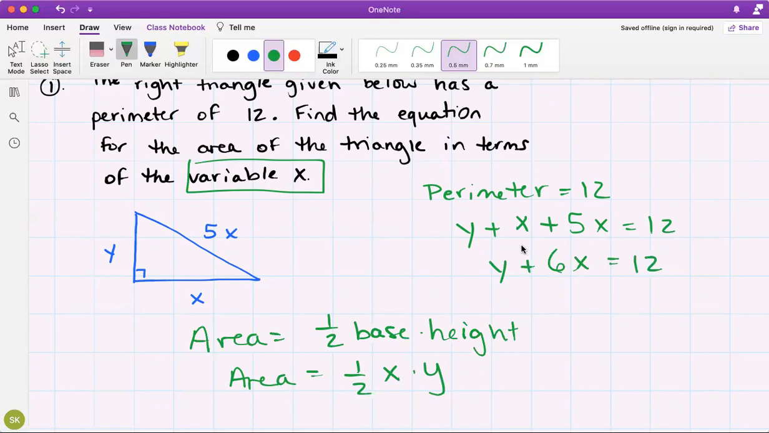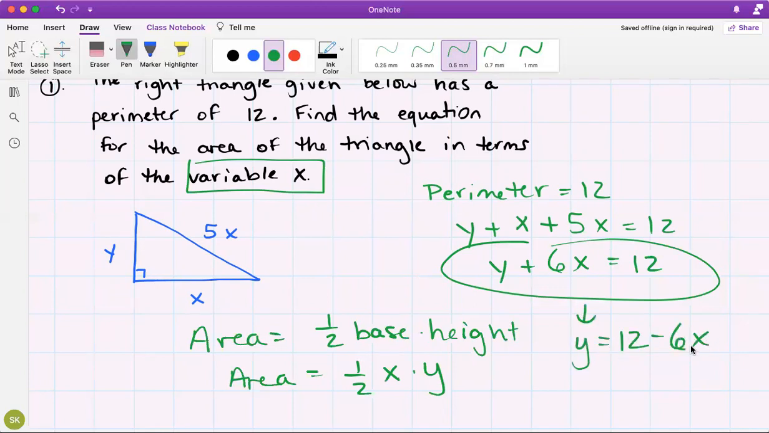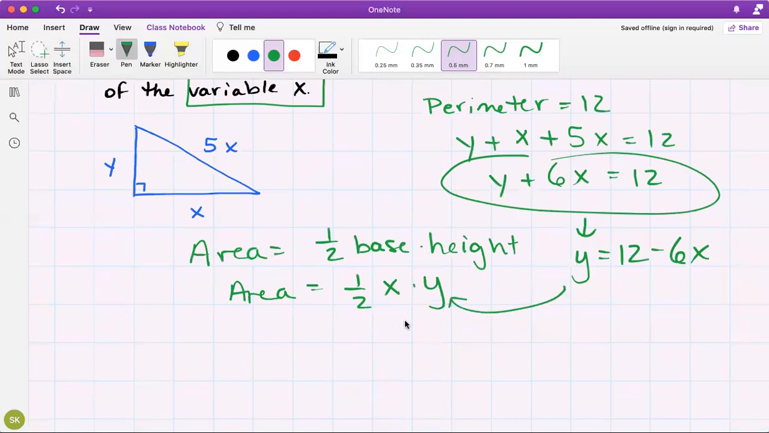Now, I'm almost done. The issue I have here is that I want to find the equation for the area just in terms of x. I need to get rid of this y. And the way we're going to do that is we're going to use this perimeter formula right here. And we're going to solve for y. And when you solve for y, you just plug that into the area equation. So if you solve for y, you get y is equal to 12 minus 6x. And then you just plug that in here. So the area is 1/2 x times 12 minus 6x.